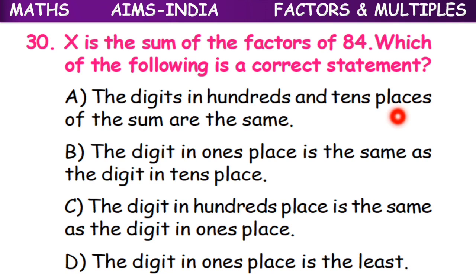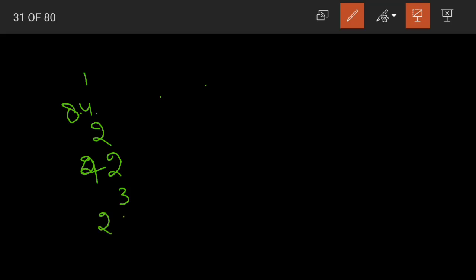Next, x is the sum of the factors of 84. Which of the following is a correct statement? Again, sum of factors of what? 84. Now we have 1 84s are, then 2 42s are, then we have even in 3 table 8 plus 4 becomes 12. Yes or no? So 12 is a multiple of 3. It is divisible by 3 as well. 3 2s are 6, 3 8s are 24.